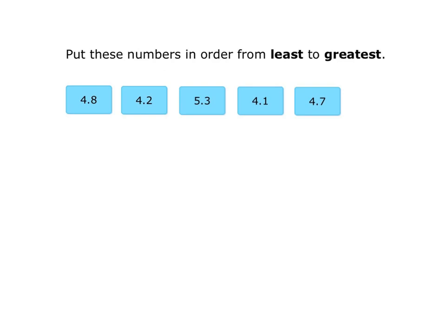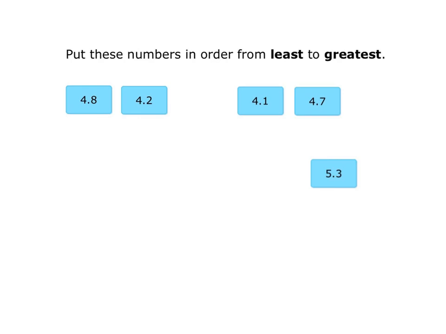The first thing that we always do is check the largest place value, which is the ones here, to see if there are any outliers or differences. So 4, 4, 5, 4, and 4 would mean that my 5 is definitely my greatest number. Already I know this because it's the only one that has a higher value in the ones column. So I'm going to move it right now so that I know that it's out of the way and I can just work with my 4s.